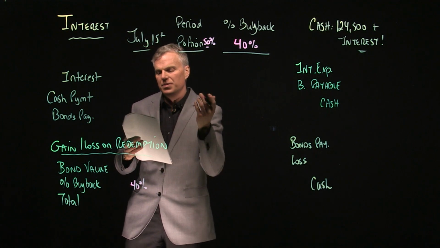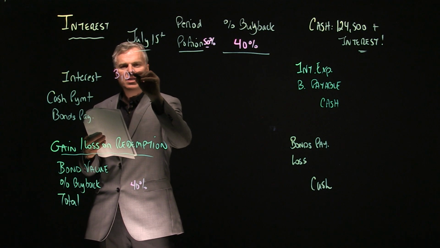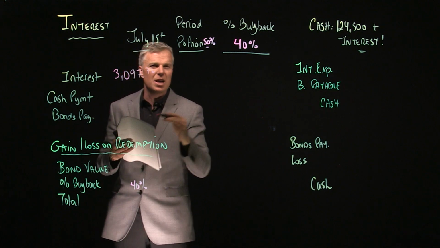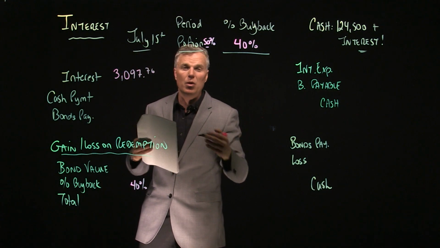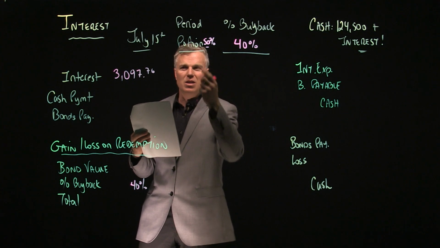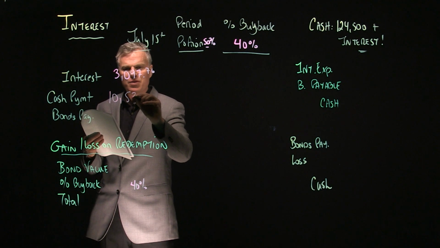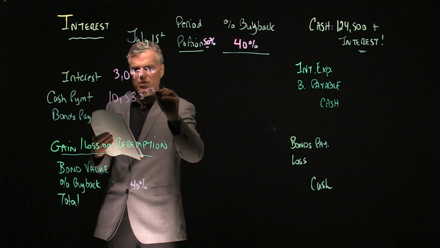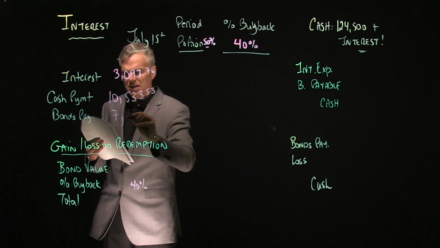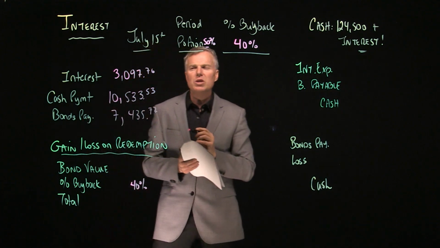And what does it tell us? It tells us that the interest for July will be $3,097.76. That would be the interest expense if nothing was different for that month. But we know something's different. We know that there's a buyback of 40% of the bonds in the middle of the month. The cash payment would be $10,533.53. We know that the bonds payable reduction then would be the difference between these two, $7,435.77.